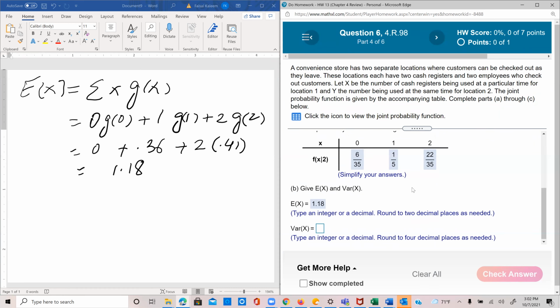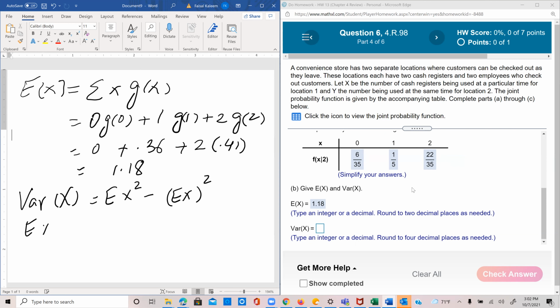And then variance of x. For variance of x, we use the same formula. It would be E of x squared minus E of x whole squared. So we need to find E of x squared. E of x squared is the same as E of x, except that you square the x values. So the same thing as here.